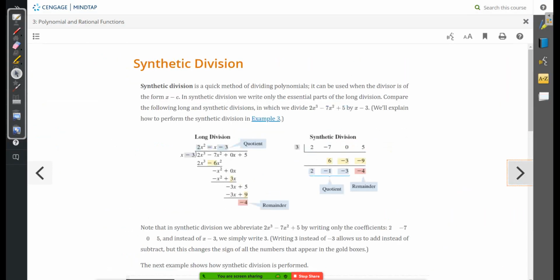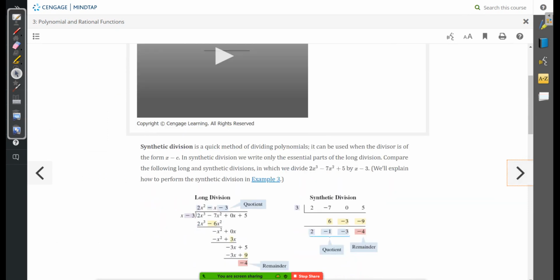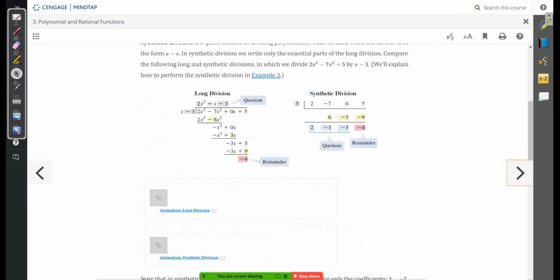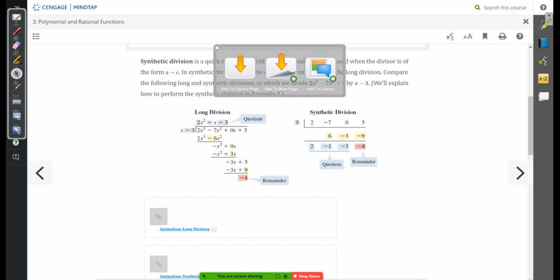All right, so as you may be familiar with, there is a faster way to do division of polynomials. But don't get your hopes up, because it only happens on special cases. Okay, so let's read this.